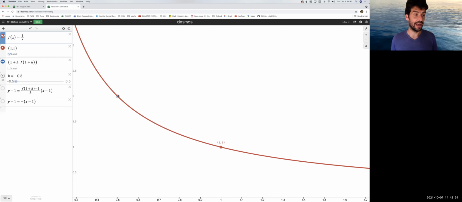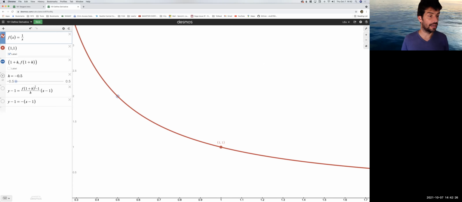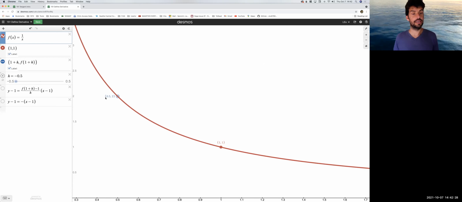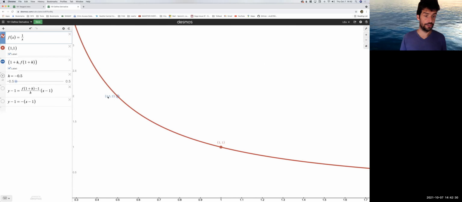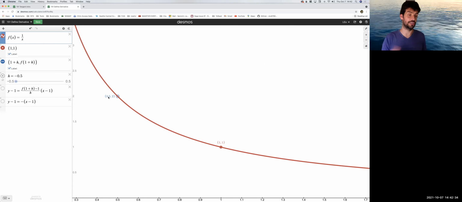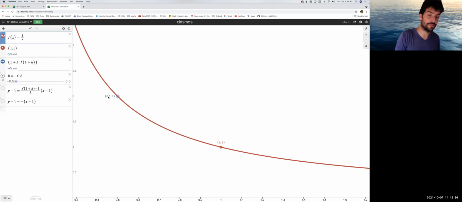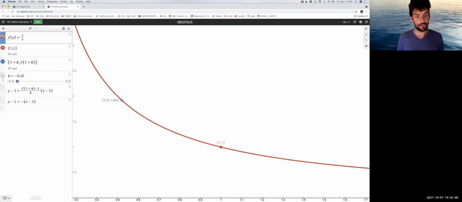So in this case, I have h being negative. You can see that h must be negative 1/2 because the x coordinate is 1/2. 1 plus negative 1/2 gives me positive 1/2, and the output value is 2. If I change h, making it closer and closer to 0, we zoom in on that point, or I can also go from the other side. Right here, it's equal to 1/2, and I can make it closer and closer to that.